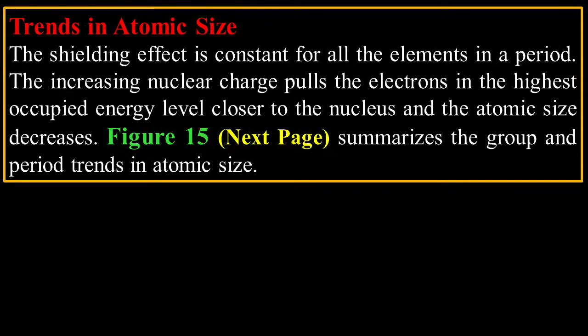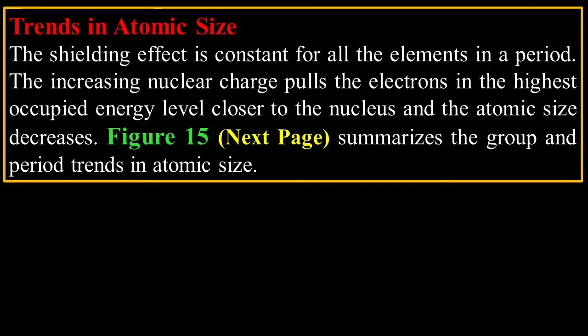Very important: the shielding effect, which should have a capital S and a capital E there, is constant for all the elements in a period. The increasing nuclear charge pulls the electrons in the highest occupied energy level closer to the nucleus, and the atomic size decreases. Figure 15, next page, summarizes the group and period trends in atomic sizes.